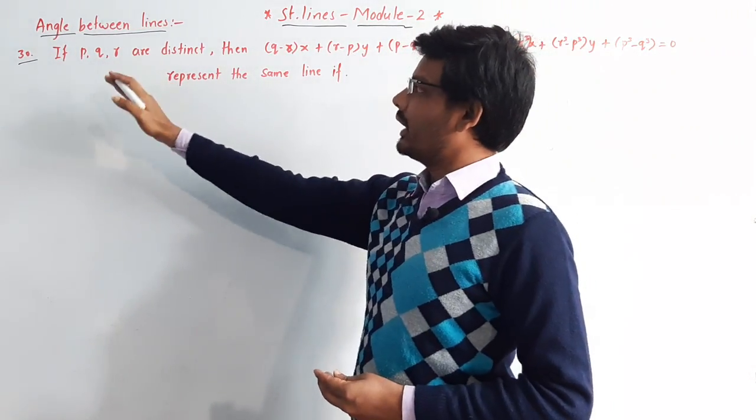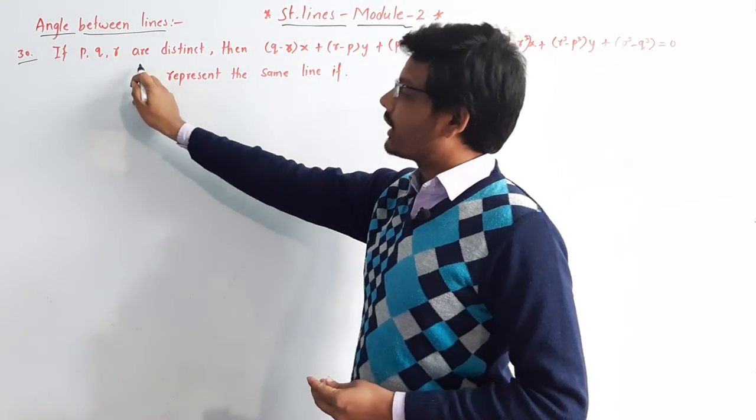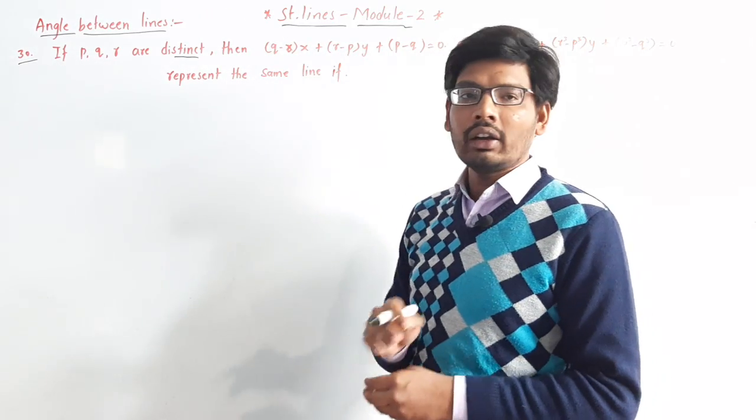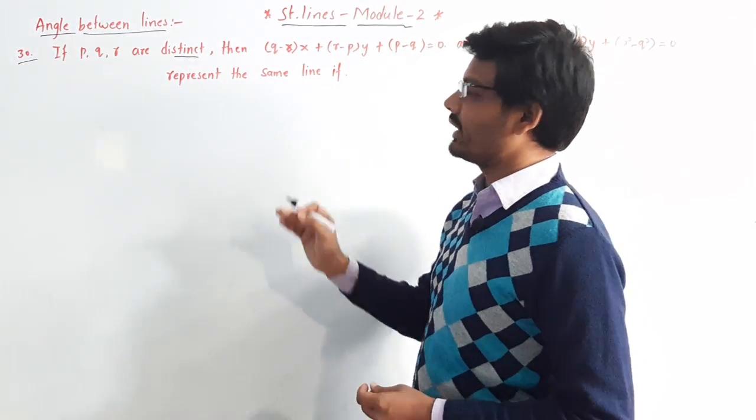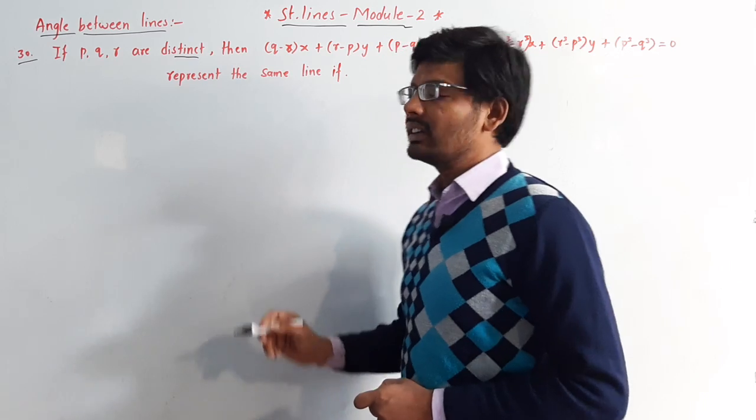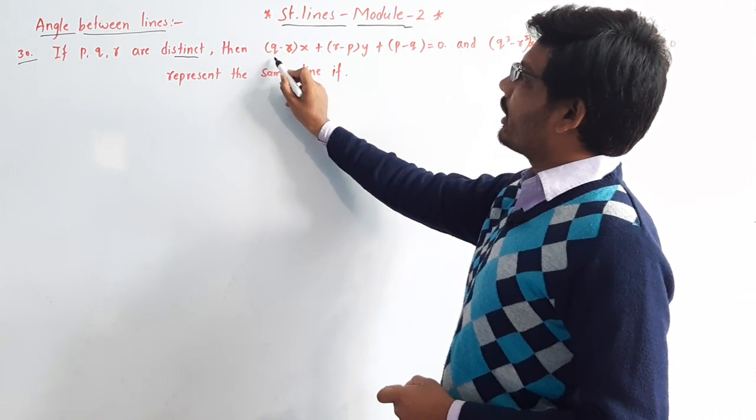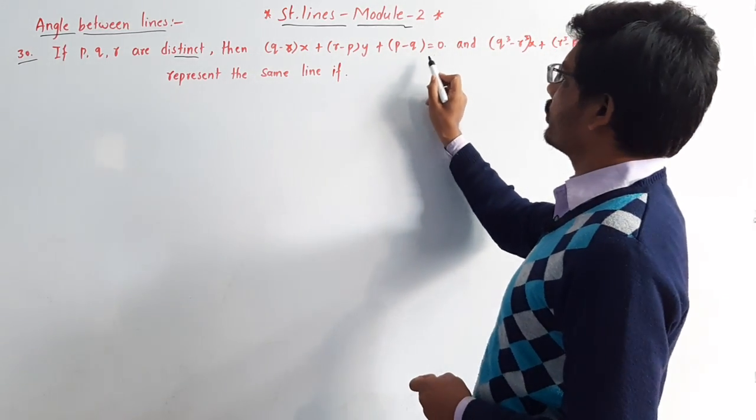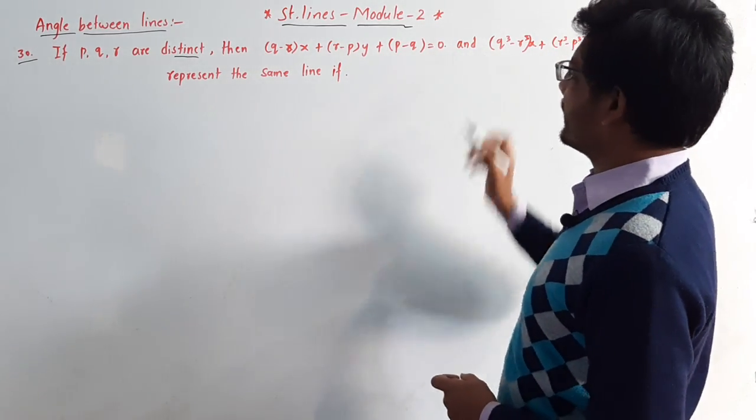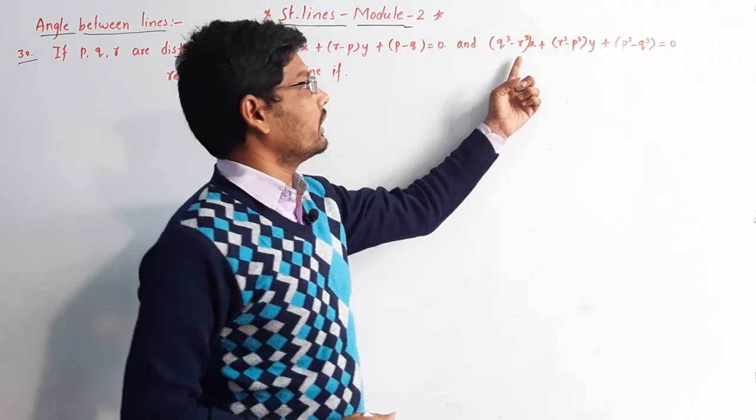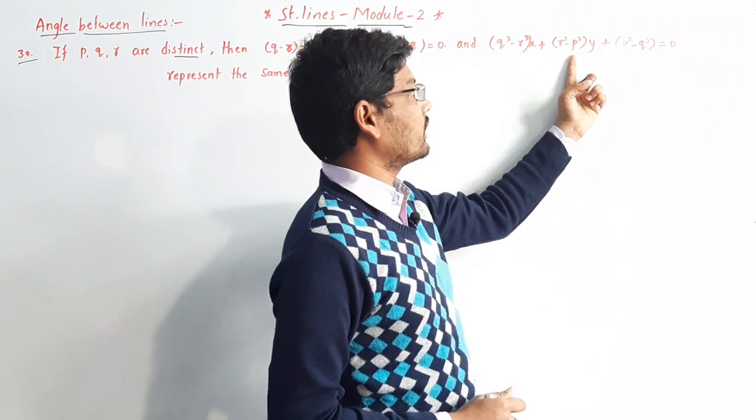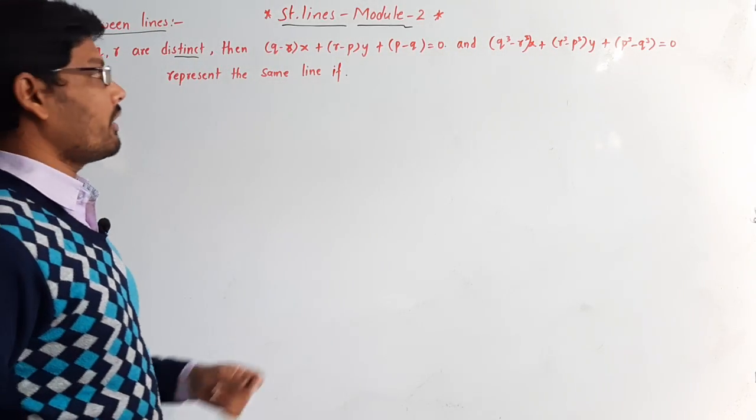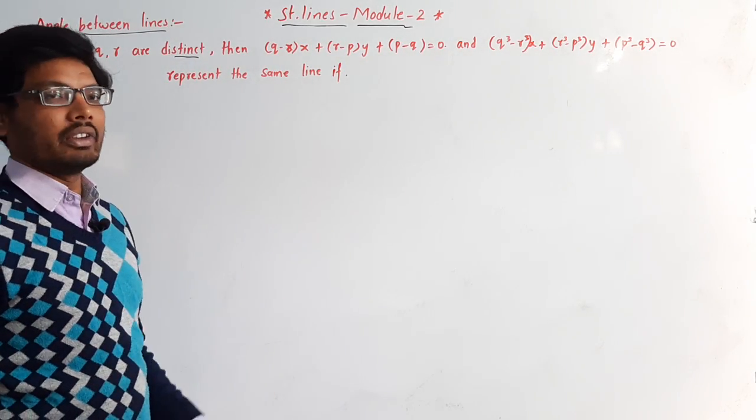If p, q, r are distinct, that is, they are not equal. P, q, r all are distinct values here. Then he has given the equation (p minus q)... (q minus r) x plus (r minus p) y plus (p minus q) is equal to 0, and (q cube minus r cube) x plus (r cube minus p cube) y plus (p cube minus q cube) is equal to 0. Here he is given, represent the same line if.